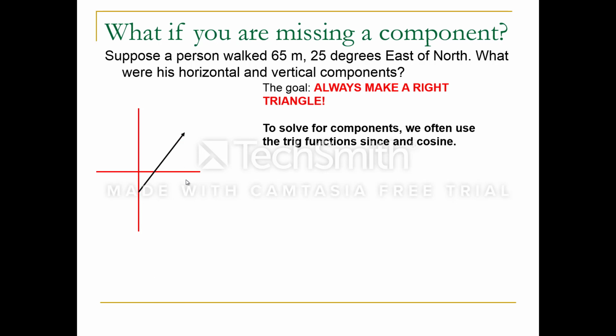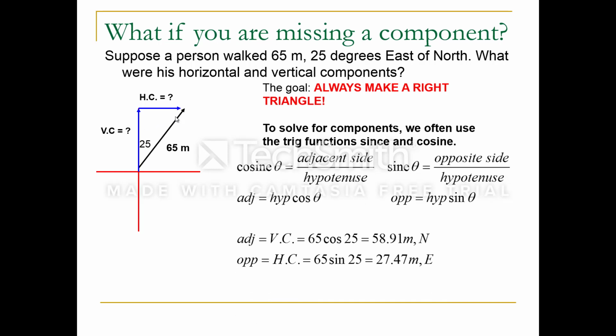To do that, again, draw your vector. You would draw your resultant, 65 meters at a 25 degree angle. That's a really bad 25 degree angle, but it says east of north. So that means this is my angle up here, because I'm on the east side of north. I'm looking for my horizontal and vertical components, VC for vertical component, HC for horizontal component. So I'm just going to use sine and cosine to do that.